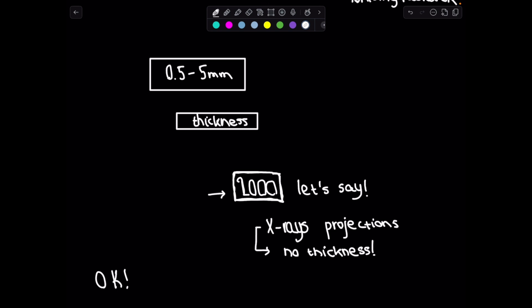Okay, so we have these two-dimensional X-ray projections. Let's say we've got 2,000 of them, and we put them all together. So when we put them together, we stack them upon each other. How do we do it?